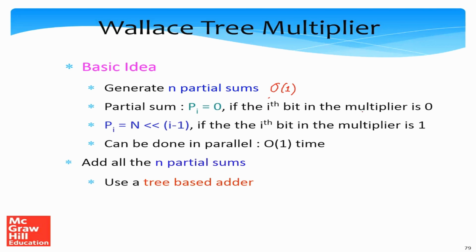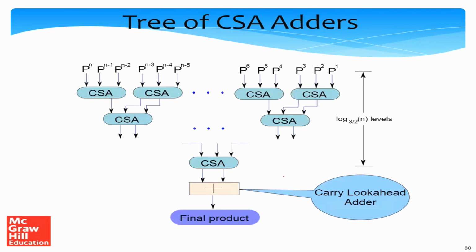If the ith bit in the multiplier is 0, the partial sum pi is 0. Otherwise, pi is the multiplicand left shifted by i minus 1 positions, if the ith bit in the multiplier is 1. So this can be done in parallel. Once we have n partial sums, we can use a tree-based adder to effect the multiplication. The way this is done is like this, that we have a similar tree as we had in the log n square multiplier.